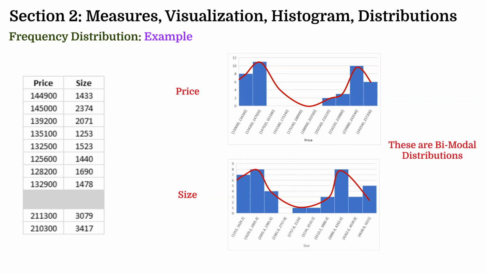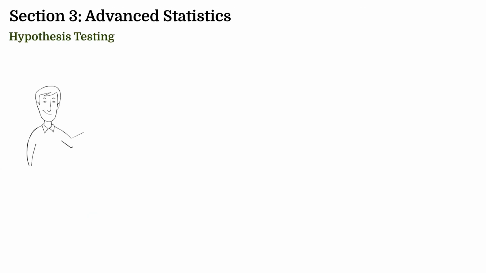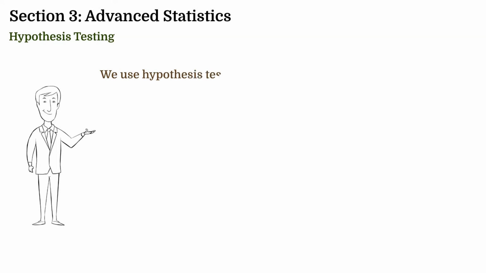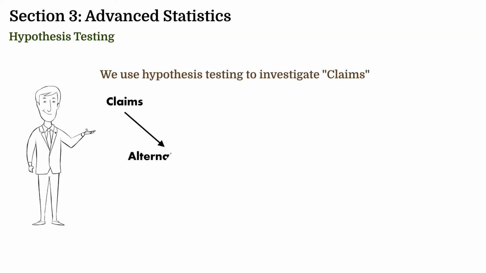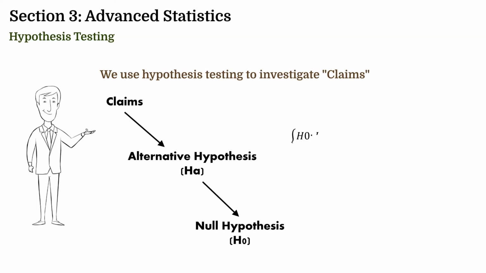Section 3, Advanced Statistics: Hypothesis Testing. We use hypothesis testing to investigate claims. The claim gives the alternative hypothesis, and that gives the null hypothesis. H0 is the logical opposite of the claim, and HA is the claim. We will dive into understanding these settings in future videos.